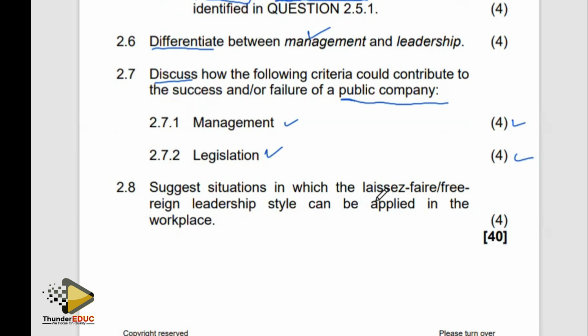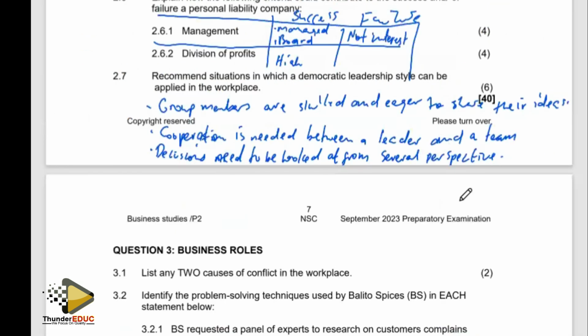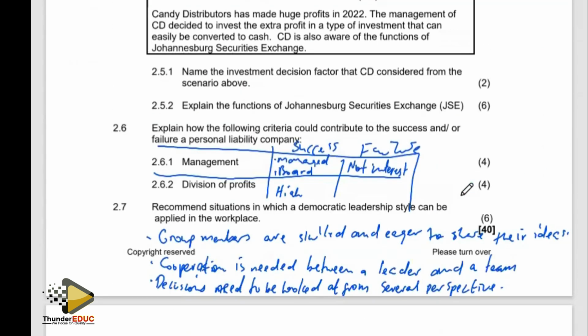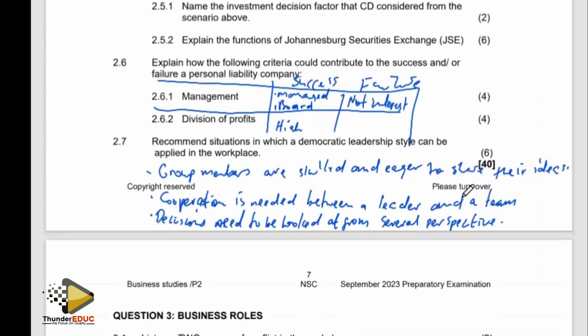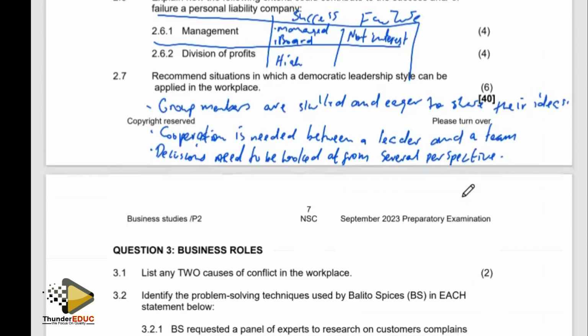So team members need to be developed in terms of leadership skills. Now also employees are highly experienced and know more about the task that the leader wants them to perform. Okay, so now we are done with question 2s for both papers, grade 12s, and surely you have learned a lot on how you must approach this kind of questions in business studies.